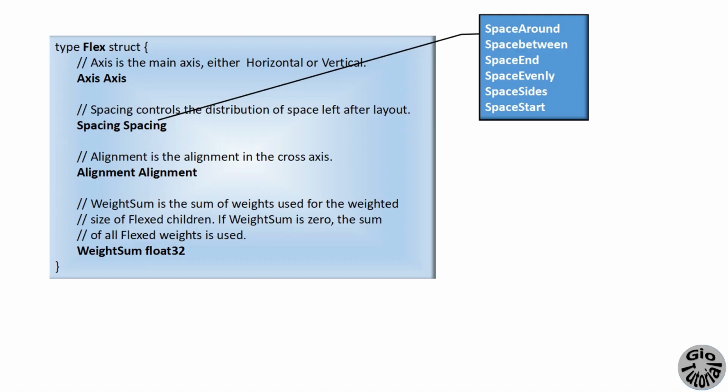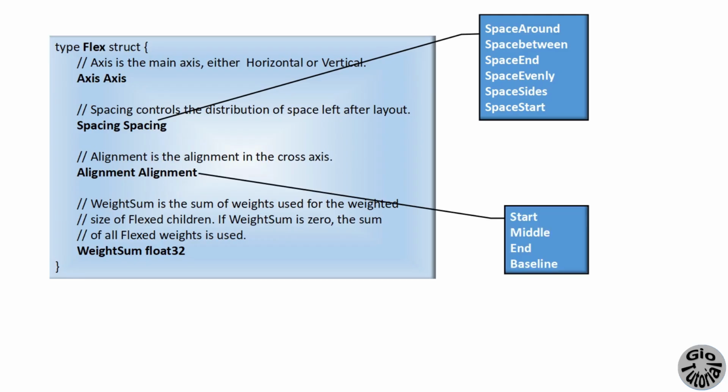The third parameter is alignment. This parameter defines how children are aligned on the cross axis. The values that this parameter can take are start, middle, and baseline. Same here, we will see an example that uses different values for this parameter to see the effect.